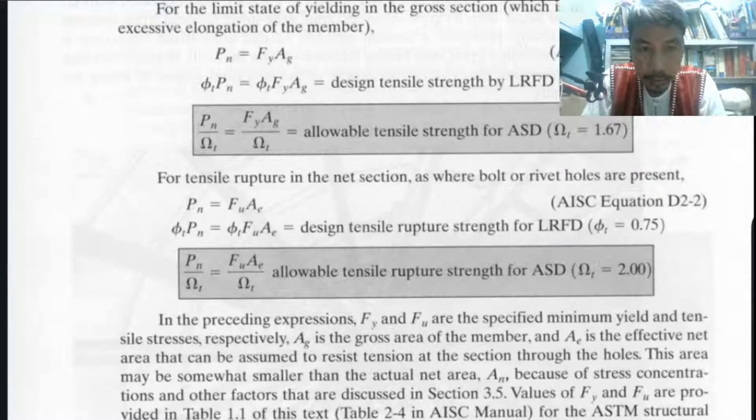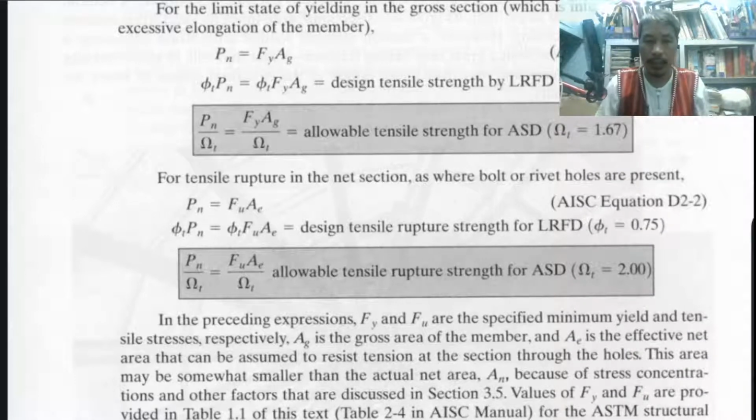And notice we are using A sub B, which is the effective net area. So it is very much different from gross area. This area may be somewhat smaller than the actual net area because of the stress concentrations and other factors that are discussed in section 3.5. We will go to that later.